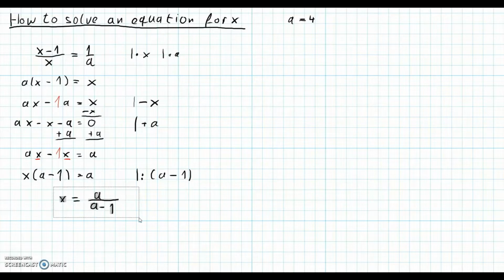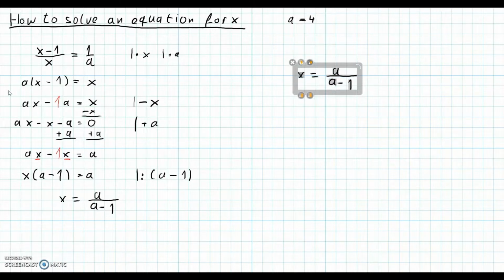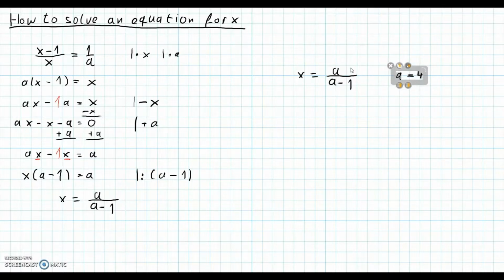So why have I done this? Let's take this little bugger and move it over here. And also we'll take this. Remember, when I started, this letter A represented the number 4, which means I can now replace this letter with the number 4 and with just a little bit of calculation I have x equals 4 over 3. If a is 4, for example.